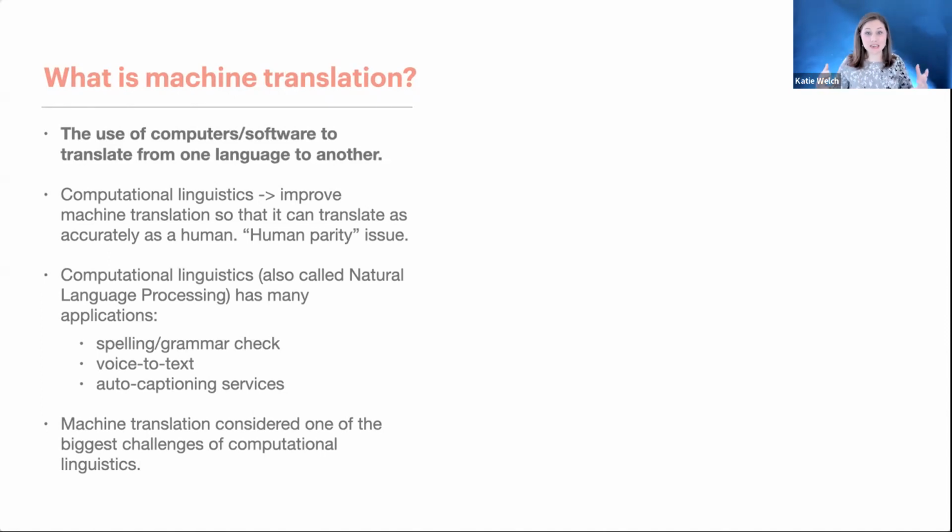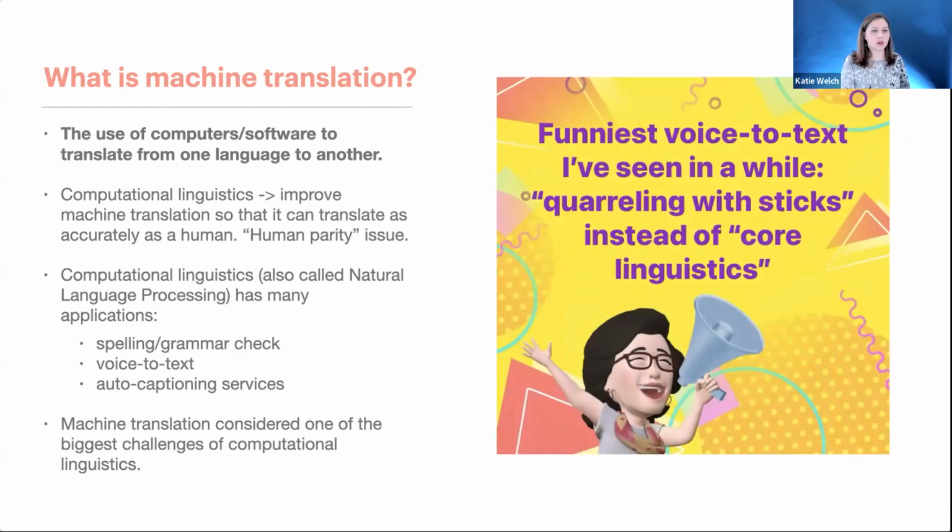It just has layers of complexity. Think about voice to text. I'm always trying to use voice to text, and half the time it's not even close to anything that I said. Even that is less of a challenge for computational linguists than translating from one language to another, because there are so many steps and so many things that the computer has to know how to do.